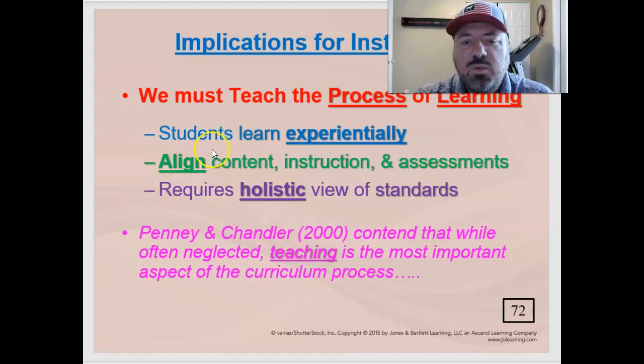All right, when we consider our sequence, we need to align the content and instruction and assessments. So we need to make sure we have the right test for the right activity, all right, and that we've actually taught it, so students can be successful at the test. So you have to look at how these all go together, and we understand there's an important connection to that. We don't want to test something that we actually didn't teach.